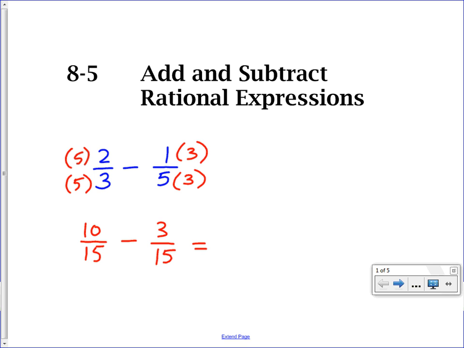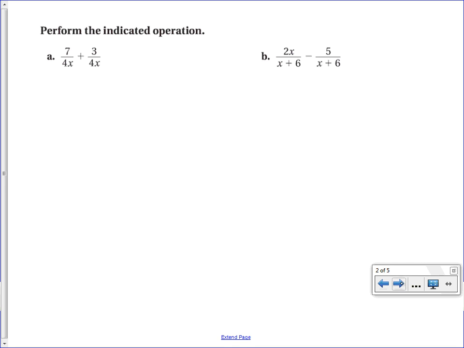And now we subtract. The numerator's 10 minus 3 is 7. The denominators are both 15. It stays as a 15. And you check your final answer to see if it can be simplified, which this one can't, so that would be the final answer. Let's try it with rational expressions.